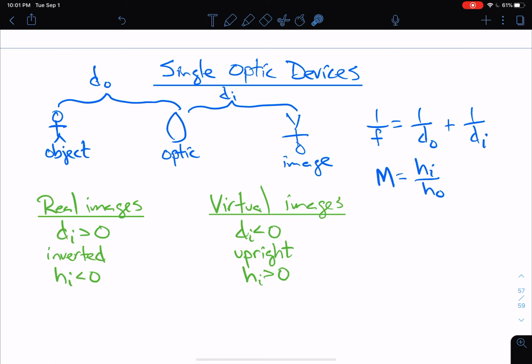So if the image height is positive, then the magnification is positive. If the image height is negative, the magnification is negative. So here, the image height is negative, so guess what? That means the magnification is negative. And here, the magnification is positive.